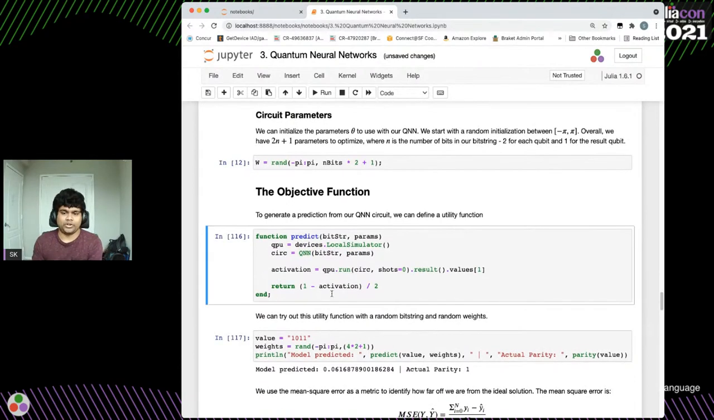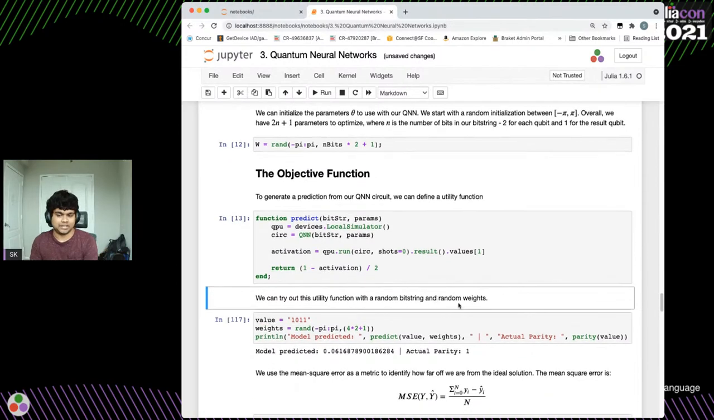You can see that we're just going to apply some parameter W to our prediction function. It's just a utility function for us to generate the circuit using the QNN function that we defined before, then apply the parameters that we've given it, and then take some measurement, and that will give us the prediction for this task, right?